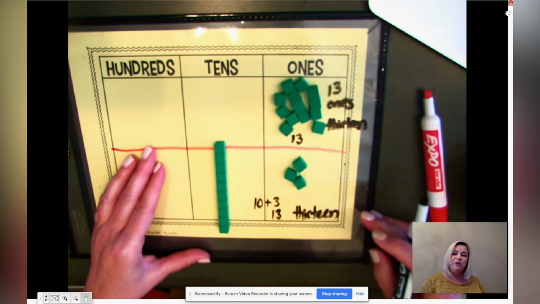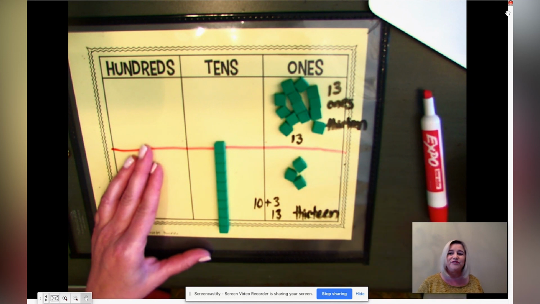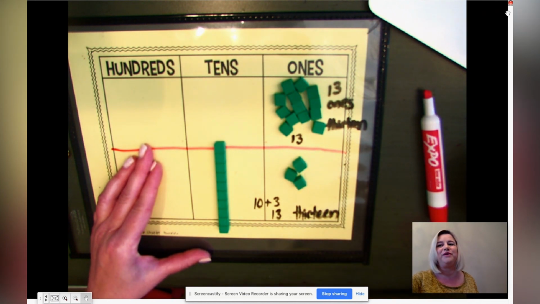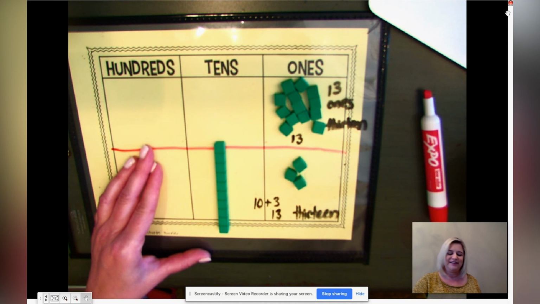Do you see, boys and girls? We have the exact same number, but it's just represented in 2 different ways. Give me a thumbs up if you understand. Because remember, I'm going to ask you at the end of the lesson if you've met your goal of being able to represent a number less than 20 with tens and ones.